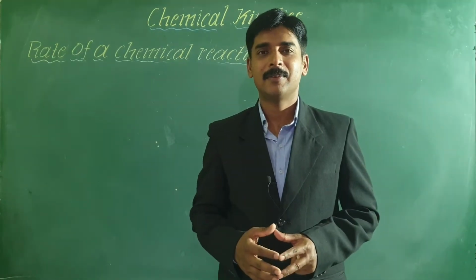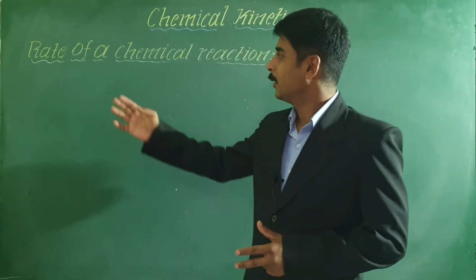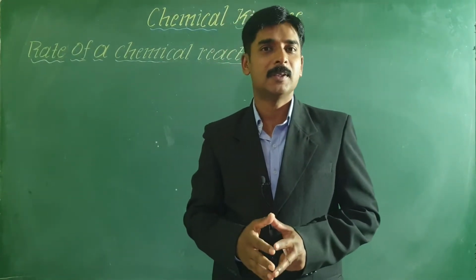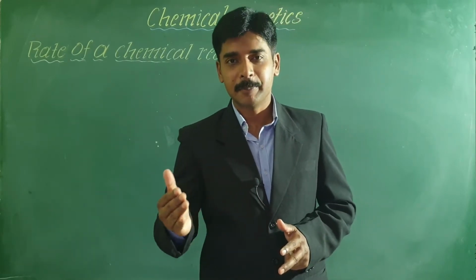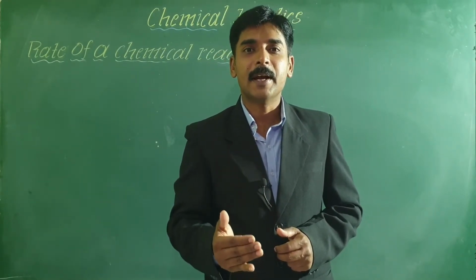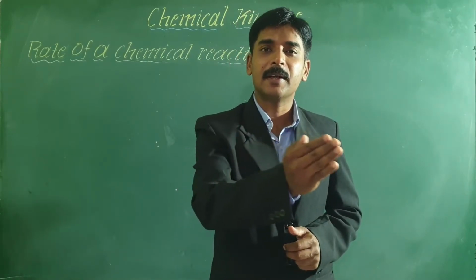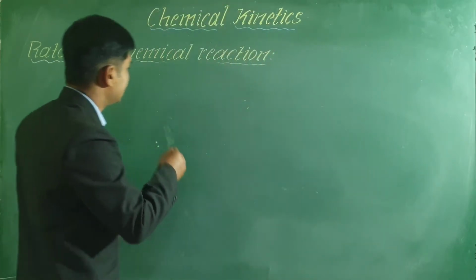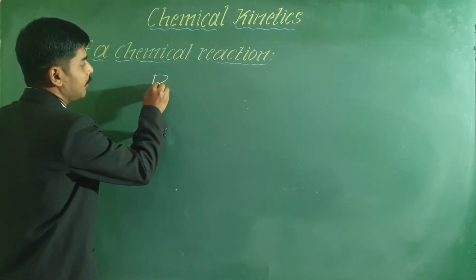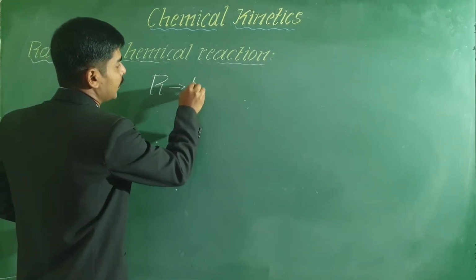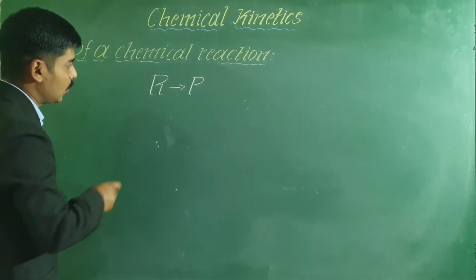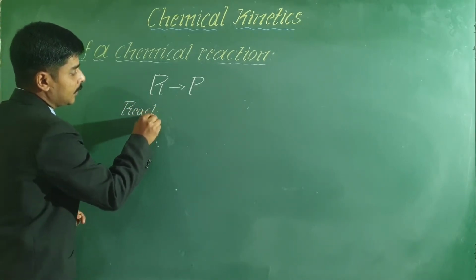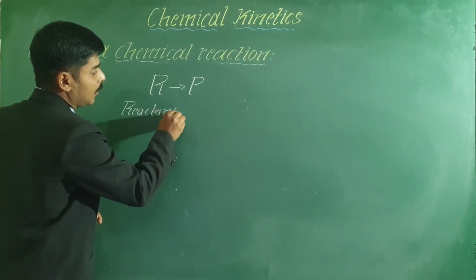In this session, we are going to discuss the rate of a chemical reaction. In simple words, rate of a reaction means the speed at which the reactants are converted to product. Now, let us consider a reaction of the type R gives P. As you all know, R is the reactant and P is the product.